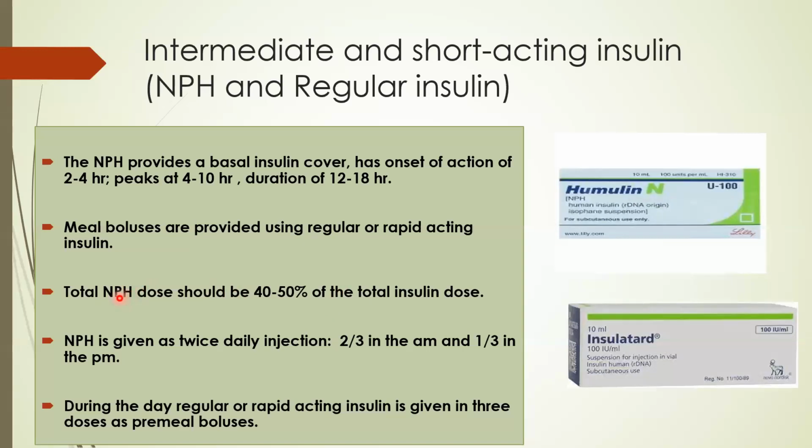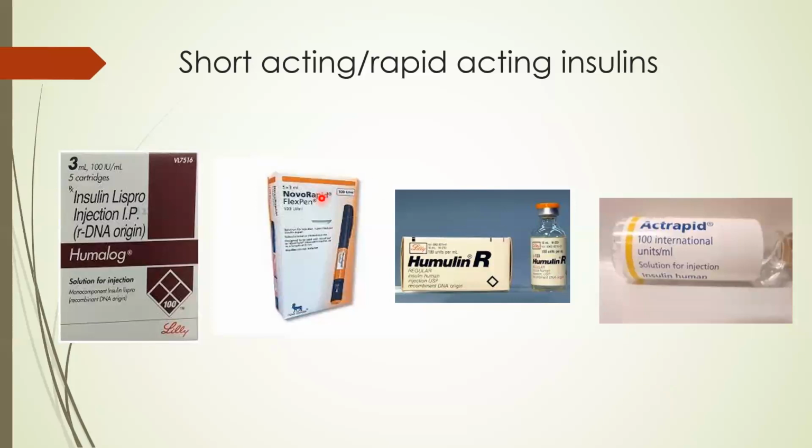And just like the long-acting insulin, the total daily NPH dose should be 40 to 50% of the total insulin dose. And it's given twice daily, with 2/3 given in the morning and 1/3 in the evening. So examples are Humulin N and Insulatard that I know most of us know. These are just examples of the short-acting and rapid-acting insulin. So rapid-acting is like insulin Lispro, which is Humalog, or Aspart, which is Novorapid. Then the short-acting insulin is like Humulin R or Actrapid.